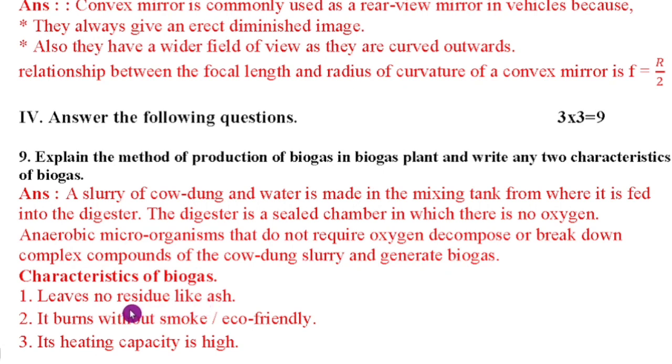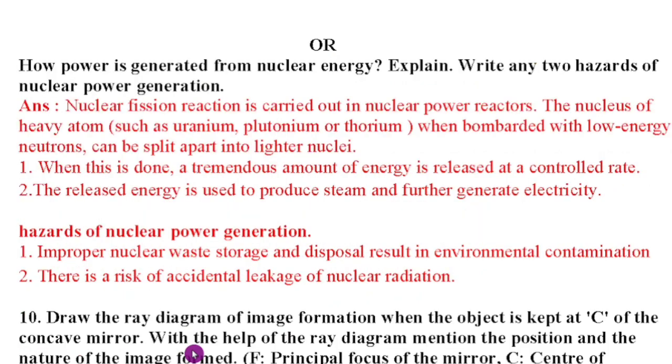So the characteristics of biogas: there is no residue like ash, because we are not going to burn anything, because it decomposes. When it decomposes, there is no ash, so it does not leave any residue, and it burns without smoke, and it is eco-friendly because we are using cow dung. And its heating capacity is high. So what we are getting, the biogas from that cow dung, its capacity is very high. So these are all the characteristics of biogas.